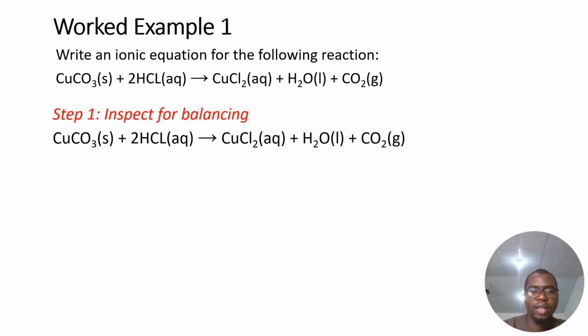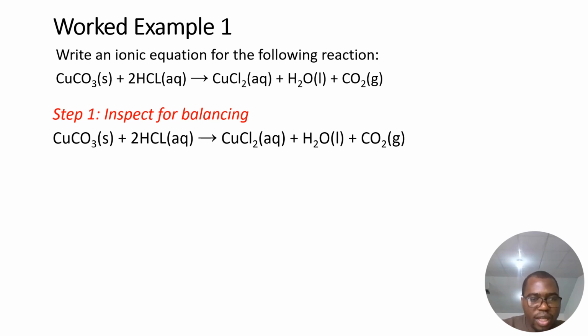So step 1, we are supposed to inspect for balancing. So you are supposed to check how many copper do we have on the left hand side, how many copper do we have on the right hand side. So you need to have the knowledge about balancing of chemical equations. The purpose of inspecting for balancing is that if the equation is not balanced, then you cannot ionize it. So you can only ionize an equation that is balanced.